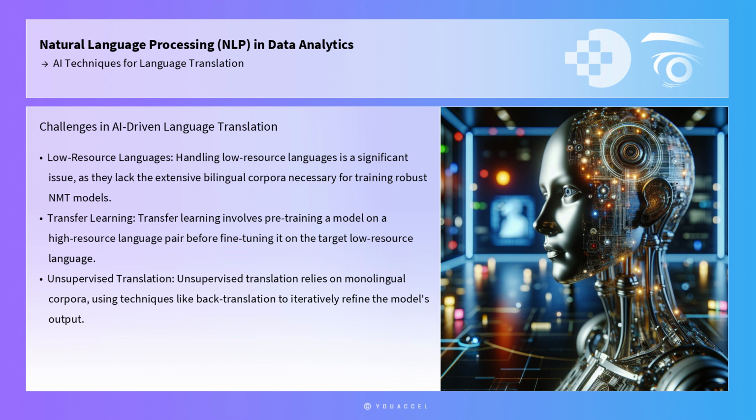Transfer learning involves pre-training a model on a high-resource language pair before fine-tuning it on the target low-resource language. This method leverages the knowledge gained from the high-resource pair, improving translation quality. Unsupervised translation, on the other hand, relies on monolingual corpora, using techniques like back translation to iteratively refine the model's output.